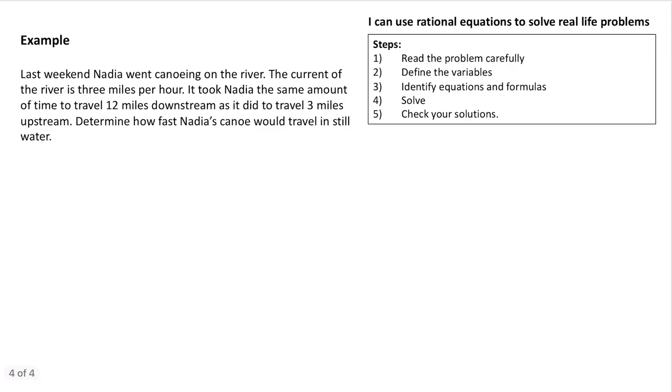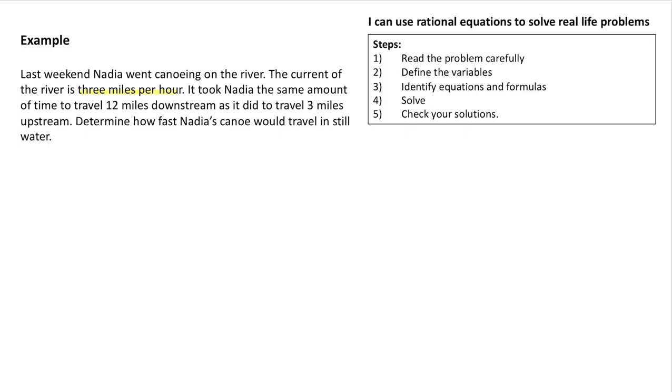Okay, so here's another example. It says, last weekend, Nadia went canoeing on the river. The current of the river is 3 miles per hour. It took Nadia the same amount of time to travel 12 miles downstream as it did to travel 3 miles upstream. Determine how fast Nadia's canoe would travel in still water.